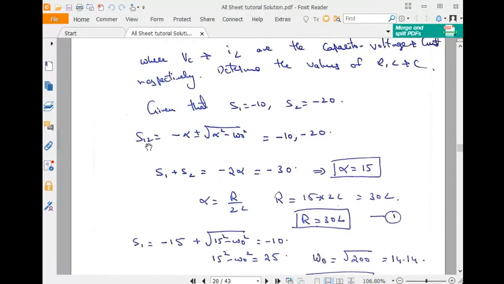Now this is the formula: S1,2 equals minus alpha plus or minus under root alpha square minus omega square. These are given as minus 10 and minus 20. Using the equation you got this S1 and S2. If you add these two roots, S1 plus S2 equals minus 2 alpha. The plus-minus under root alpha square minus omega square terms will be cancelled. You will get minus alpha minus alpha, it will be minus 2 alpha.